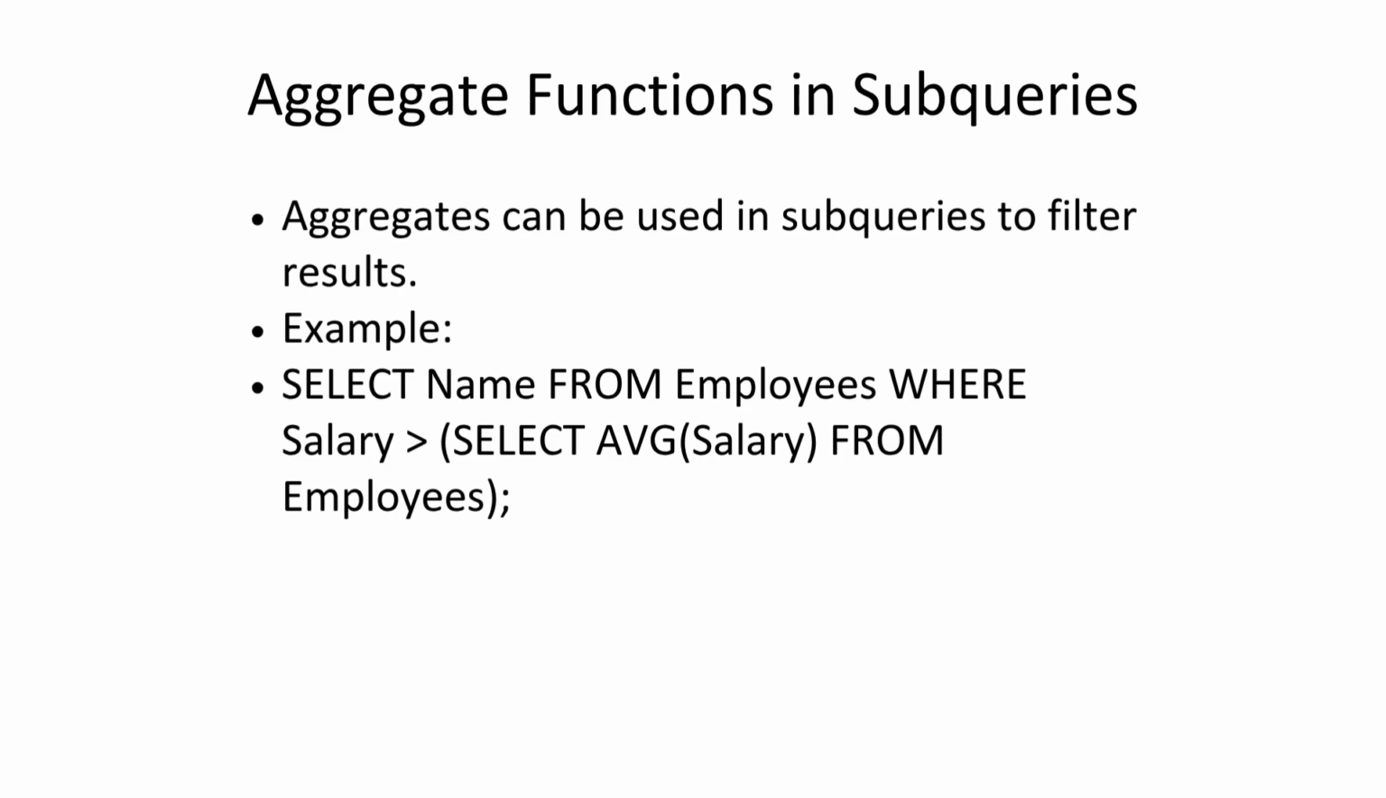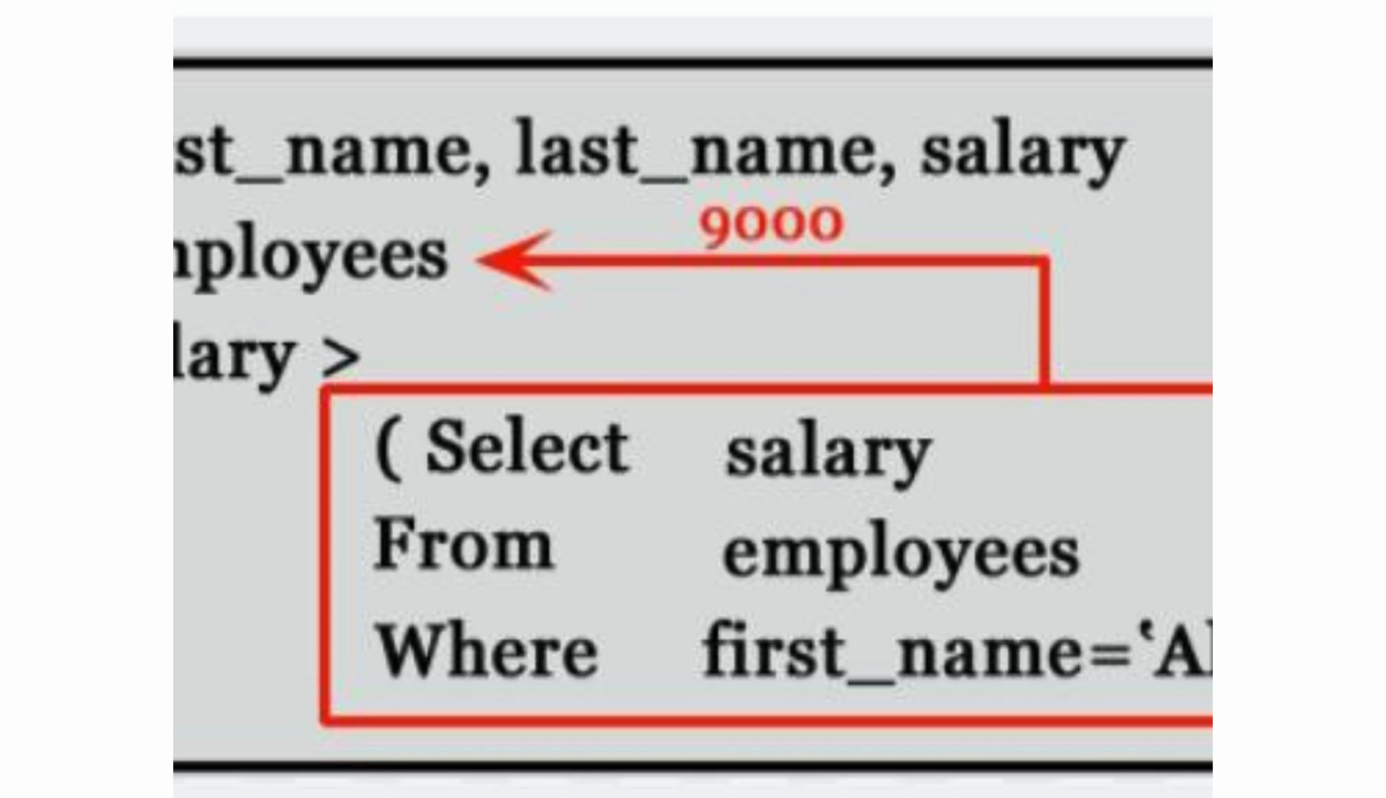Aggregate functions in subqueries. Aggregate functions can also be used in subqueries. For example, select name from employees where salary greater than open bracket, select average in brackets salary from employees, close bracket semicolon. This returns the names of employees who earn more than the company's average salary. Subqueries like this add powerful filtering capabilities.